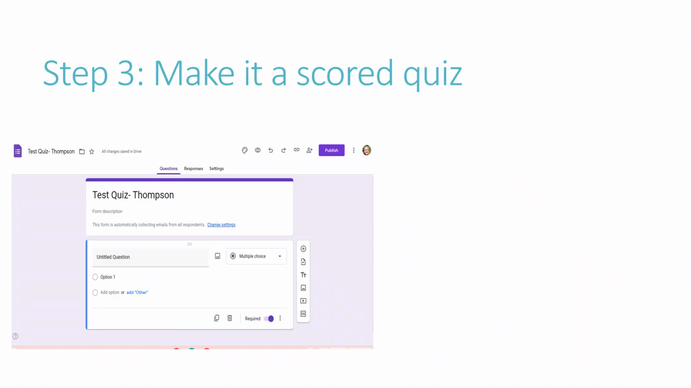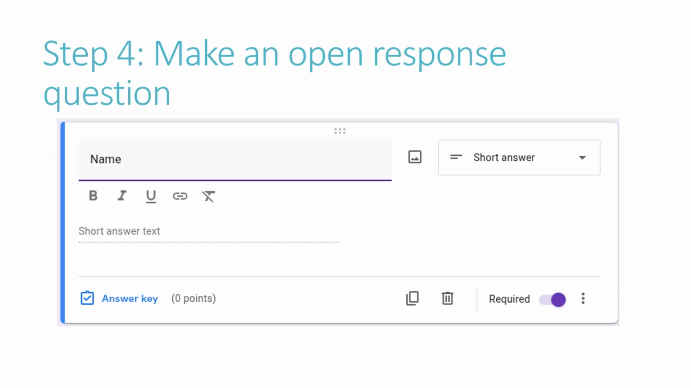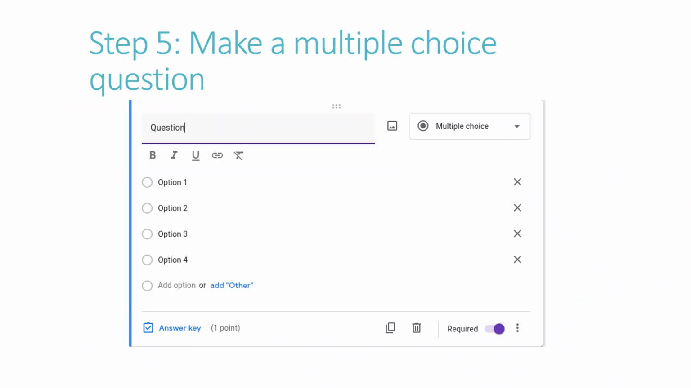To make this a scored quiz, you're going to click settings and then a box will open and you're going to toggle the button make this a quiz. Then you're going to create your first question, which is open response. You're going to choose short answer, and for the question you're going to write name. You're going to award this 0 points and be sure that it is required.